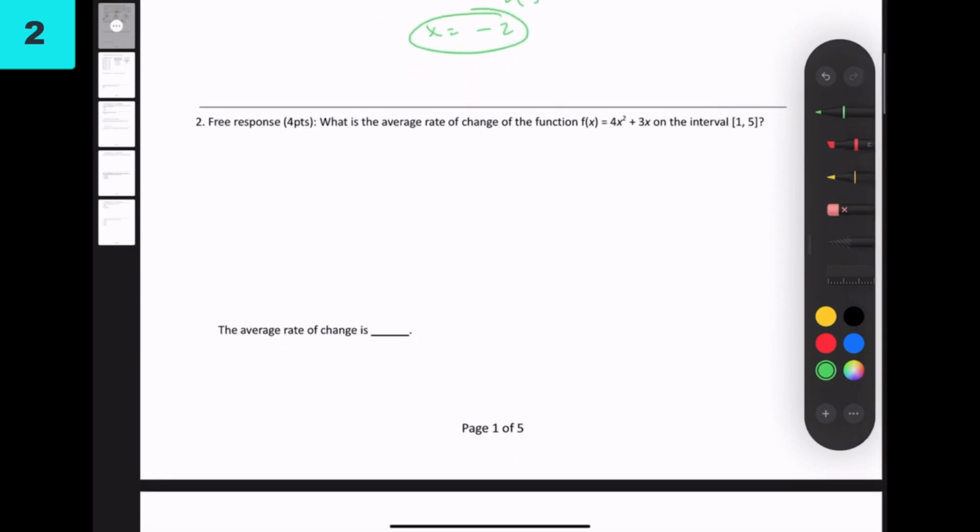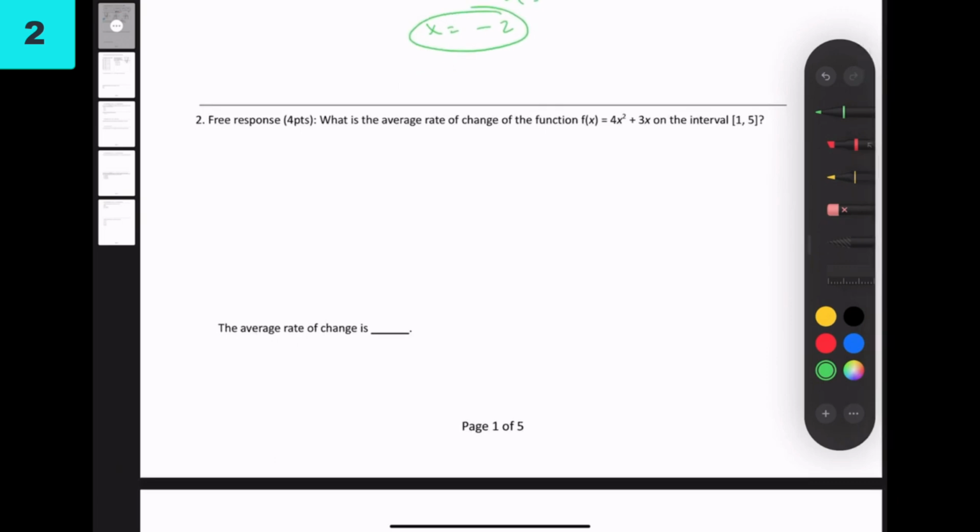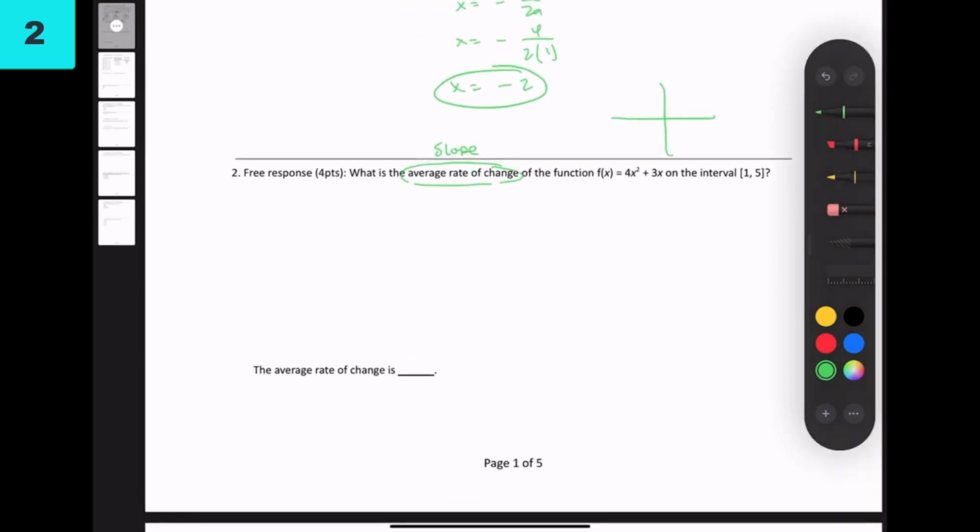Question number 2, free response. What is the average rate of change of the function? So remember, average rate of change is a fancy word for slope. If you just quickly did a simple graph, let's just say your graph looks like this. What you're trying to find is between 1 and 5, say this point, and let's say this is 5, this point. Basically, you're finding the slope of the blue line.